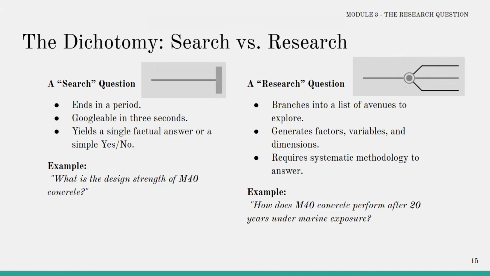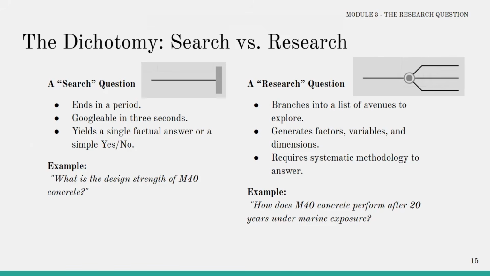So you'll get 40 MPa. End of that discussion. But what's the research? Research should be multidimensional. It will branch into a list of avenues to explore, and it will generate factors, variables, and dimensions, and it will require a systematic methodological approach to answer them.